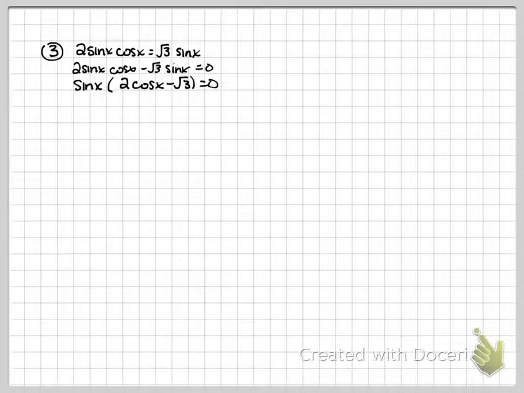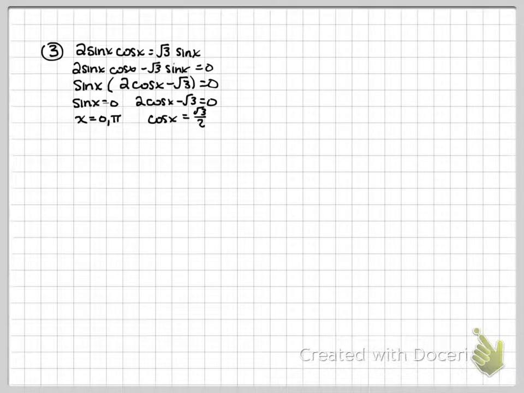And now I'm just going to use the ZPP, or zero product property. I'm going to take sine of x equals 0, and 2 cosine of x minus root 3 equals 0, and I'm going to solve both of these equations now. Well, I know sine of x equals 0 occurs at 0 and pi, and if I solve for cosine here, I end up with cosine of x equals root 3 over 2, and I know that it occurs at pi over 6 and 11 pi over 6.